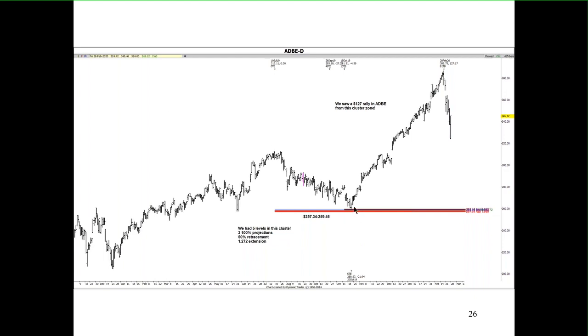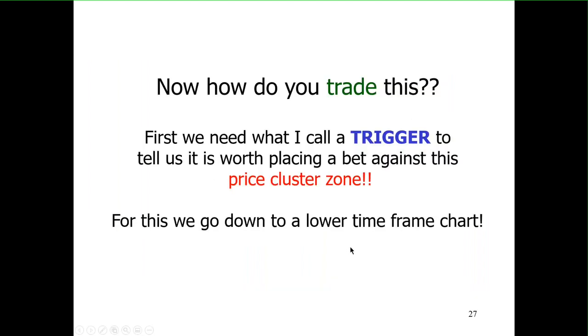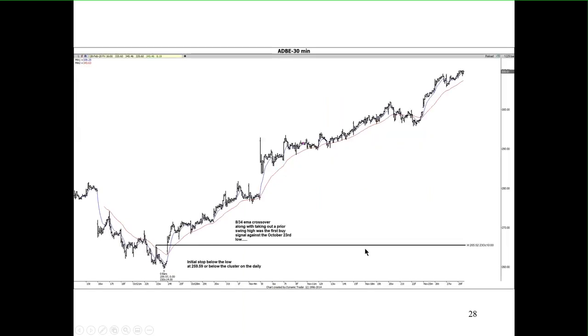But let's look at what you would do to take a trade. Are you supposed to just step in front of the freight train? I say no. What you really want to do is look for a trigger that tells you it's worth placing a bet against the zone. And for this, we always want to go down to a lower time frame chart, because that's going to get you triggered into a trade relatively close to where your definition of risk is.